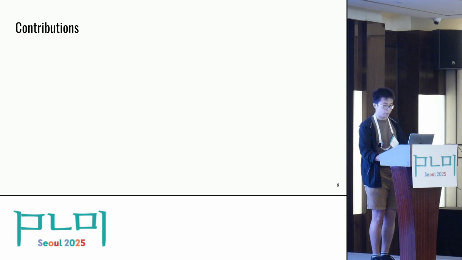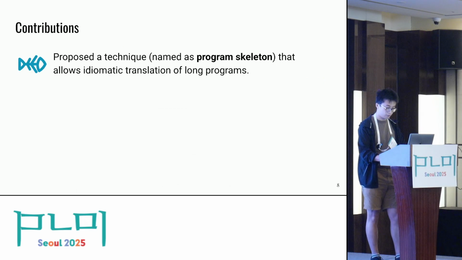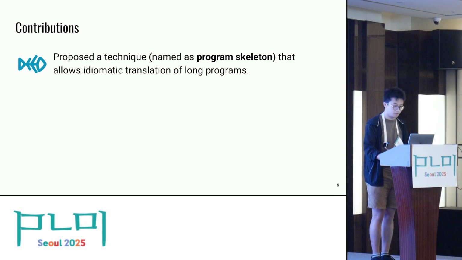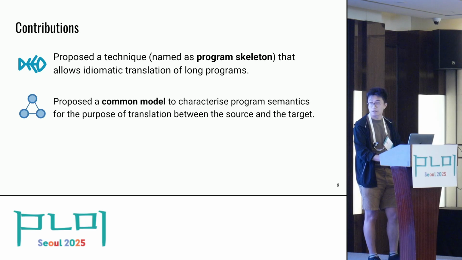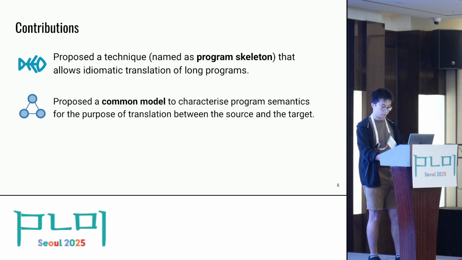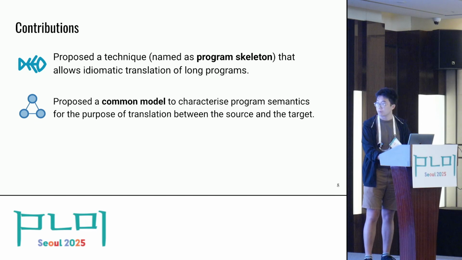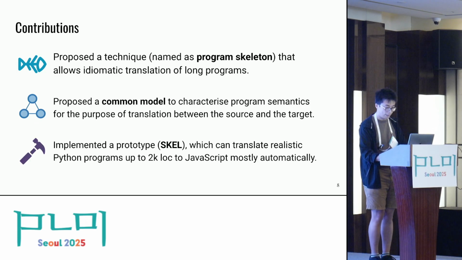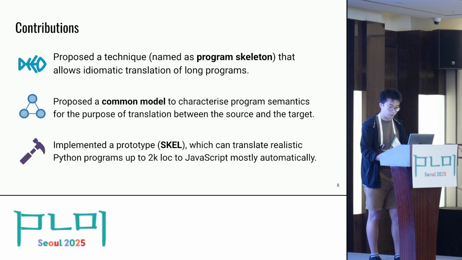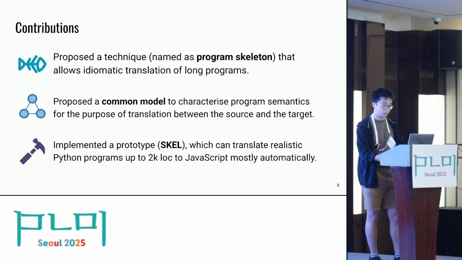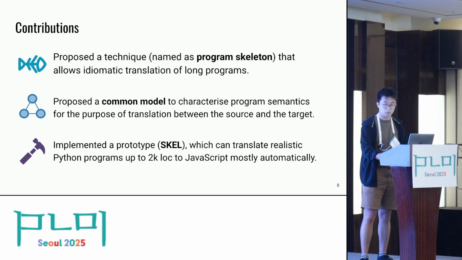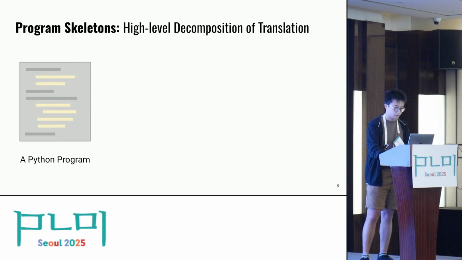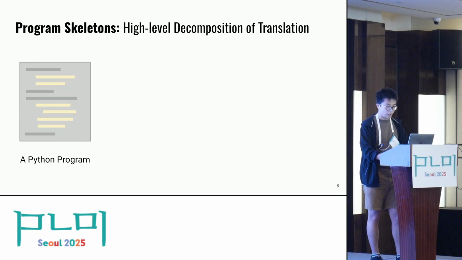So in this paper, our main contribution includes the following. First, we propose a technique named program skeletons that allows idiomatic translation of long programs. And second, to go with the skeleton, we propose a common abstraction of program semantics that is suitable for the purpose of translating across languages. And third, we implement a prototype named SKEL, which can handle realistic Python programs up to 2,000 lines of code, mostly automatically.